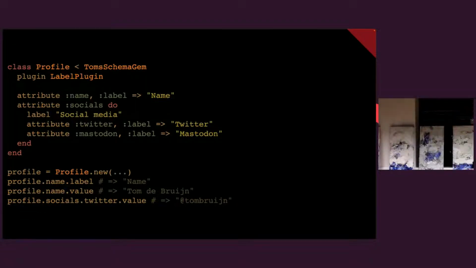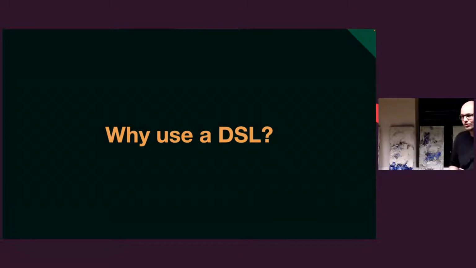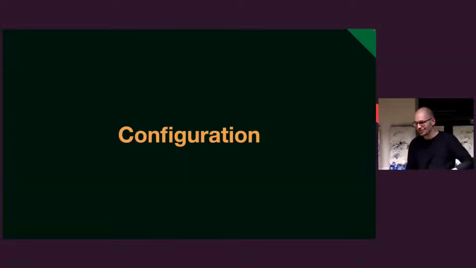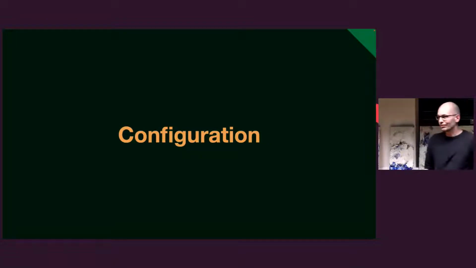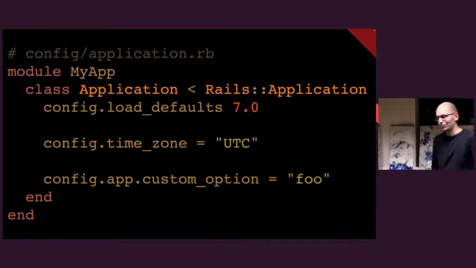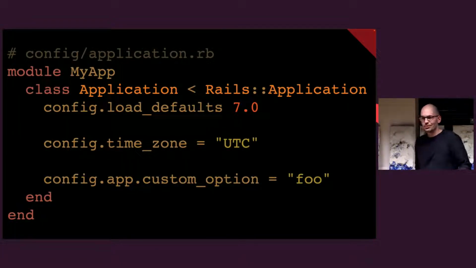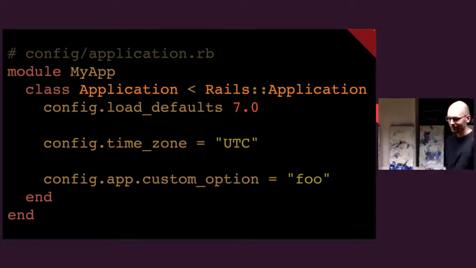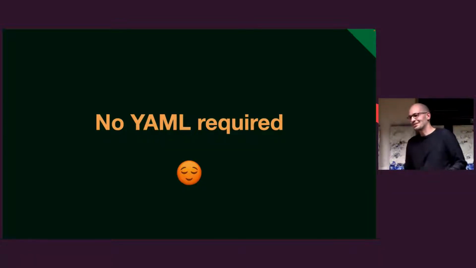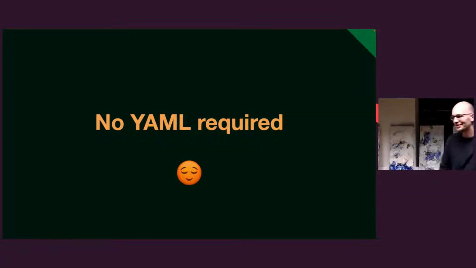Well, there I go. All right, so why do we use a DSL? Well, I've already shown a couple examples, but we usually start with something like configuration. We have a Rails app, and that Rails app has a lot of defaults, and we can change them, and one of which is the time zone or any of your custom config that you want for your app. The best part is we don't need any YAML because we're Rubyists. We write enough YAML as it is. Let's do the Ruby where we can write Ruby.